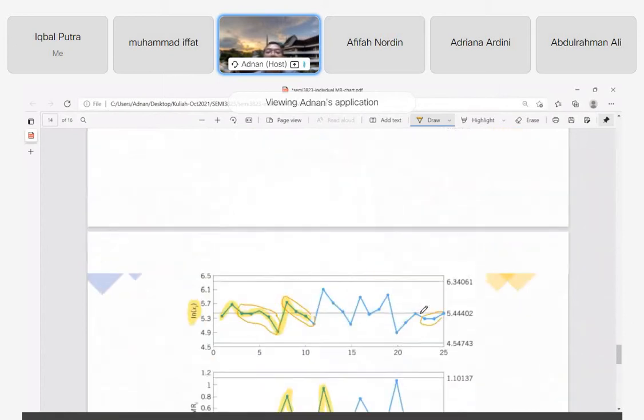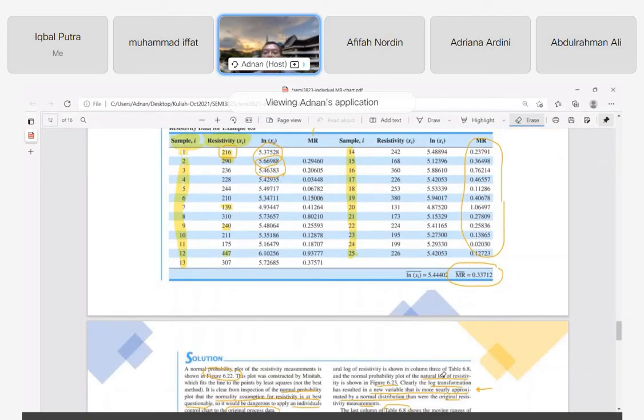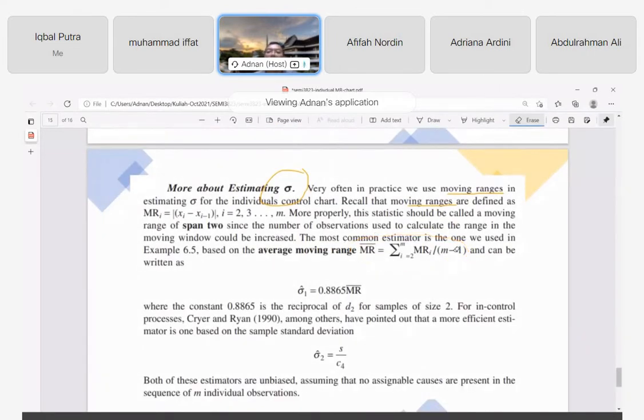So this is straightforward. If you want to get this value of the moving range, we add all these values. It is 25 minus 1, because why? For the first one, there is no value. So meaning that we only have 24 data. That's why you have m minus 1. This is what the formula is showing here, the moving range.